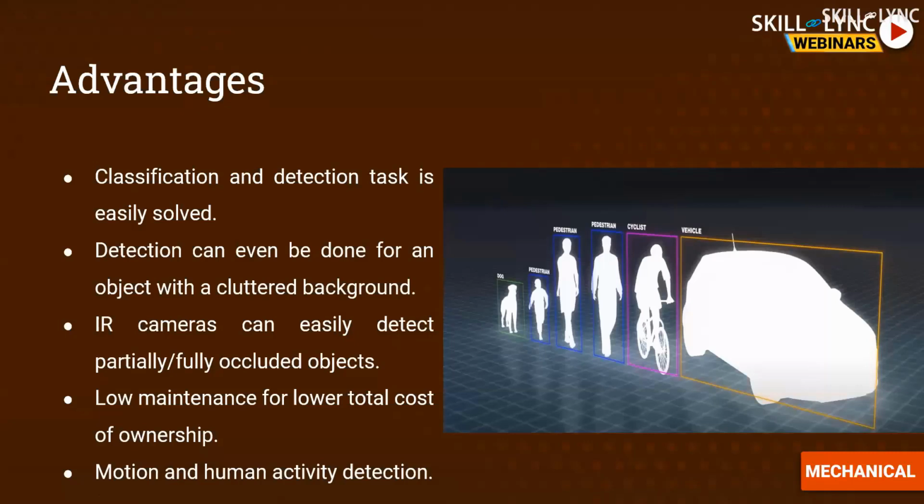And also, I've told you the limitation of the normal camera, that it is not able to identify an object or pedestrian that is being occluded by a tree or lamp. But in the case of IR cameras, it can easily detect partially or fully occluded objects. It doesn't matter if the person is standing behind a building or behind a tree or behind a wall. The IR camera can easily detect it and can classify the object in an image.